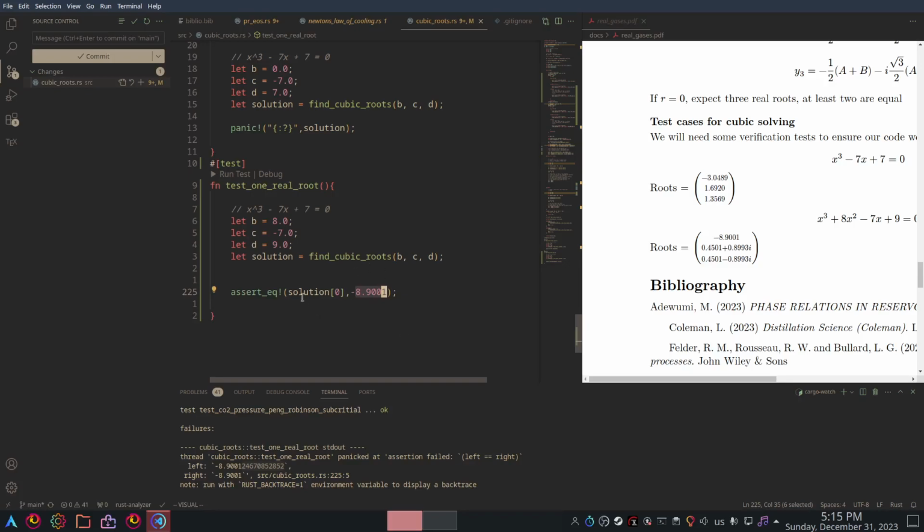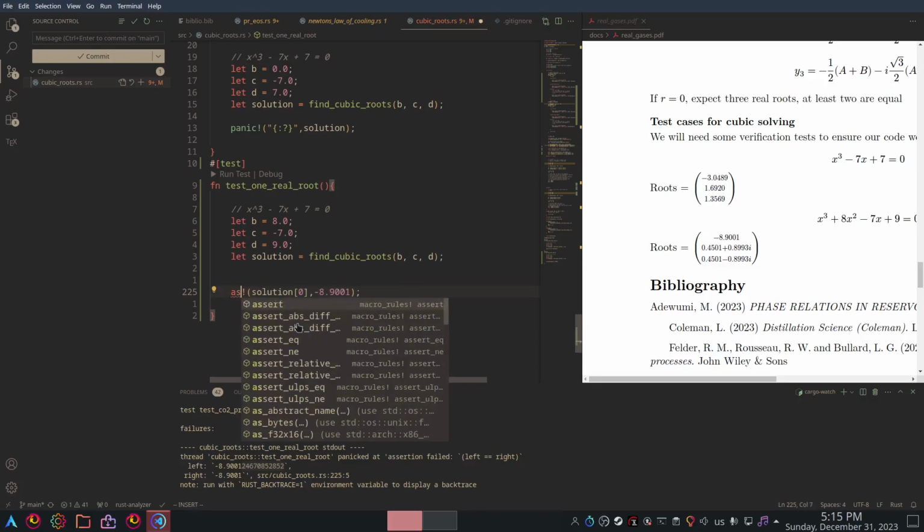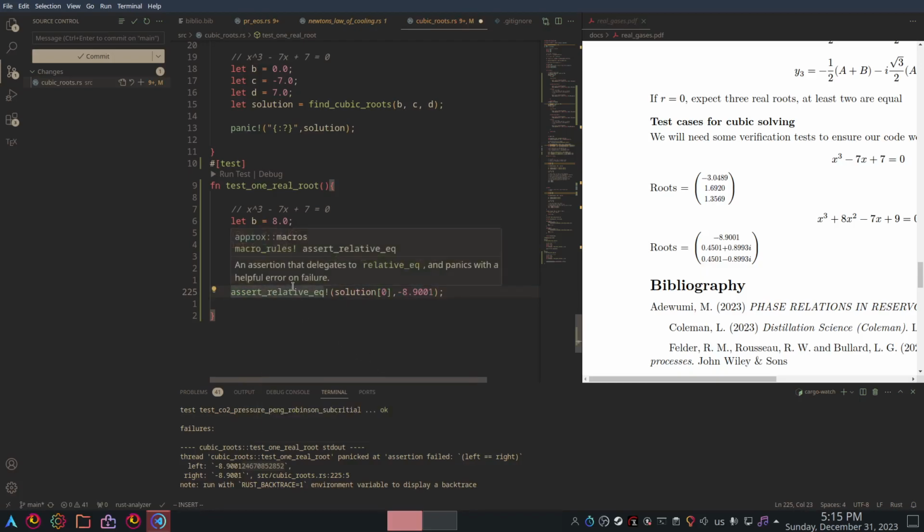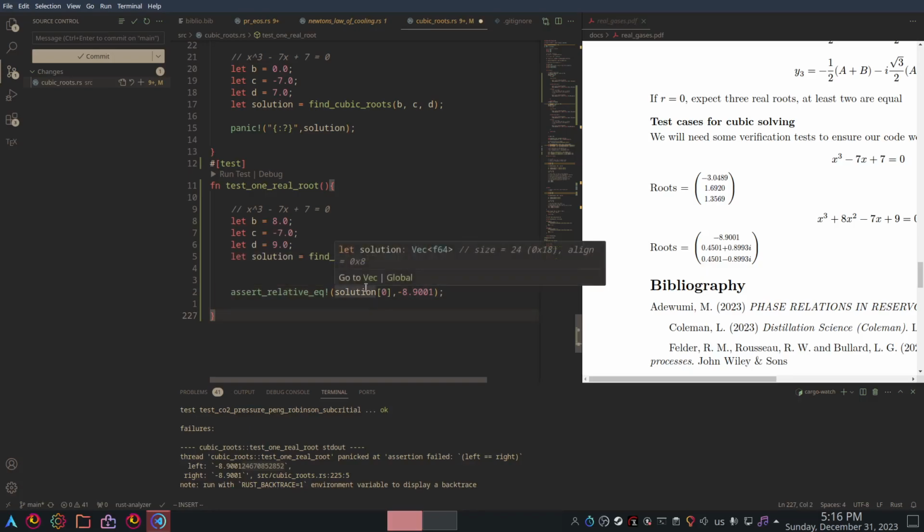So what should we do right here? Instead of asserting that these two are exactly equal, I want to assert that they are almost equal. So the macro I use is assert relative equal, which is right here. So what does assert relative equal do? It basically checks whether these two numbers are almost equal within some tolerance. So what's the tolerance here?